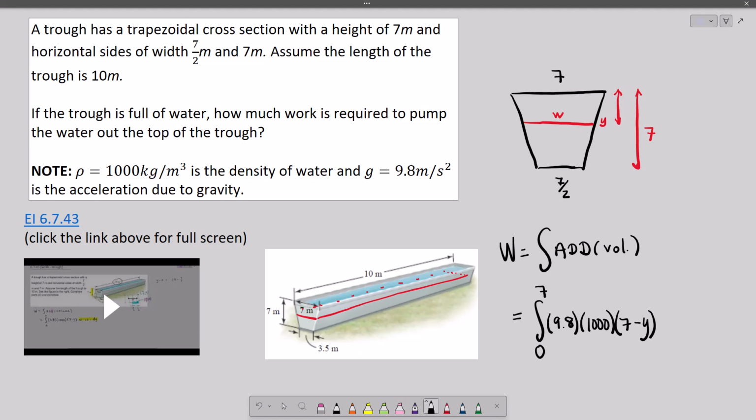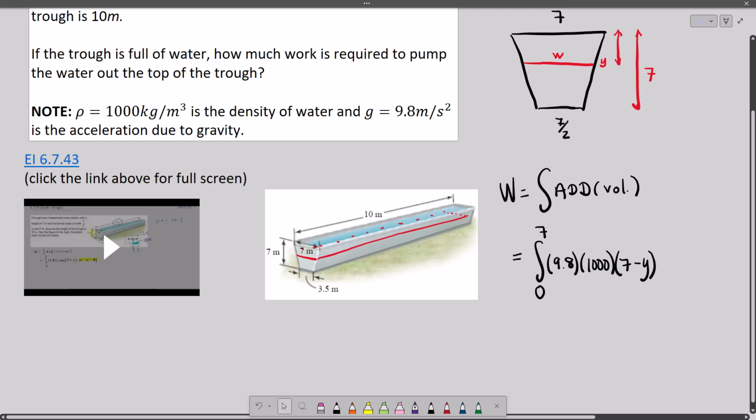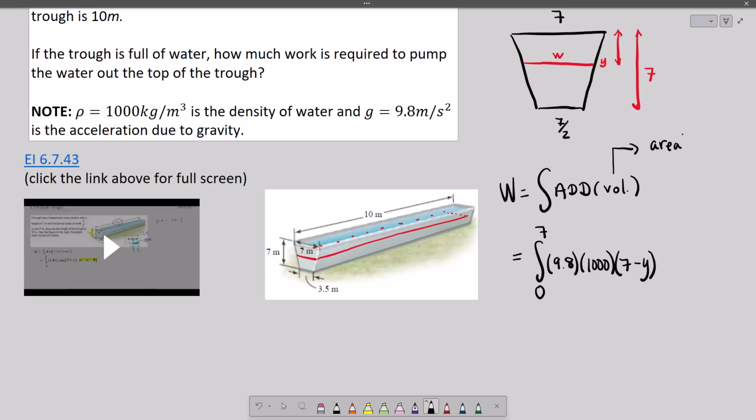The D part is usually the easier part. And just as a reminder, when we get into the force problems, if you were to look at the units on that, that's pressure. But we don't need to know that in this context. Now we have to find volume. Volume is area multiplied by dy. So it's the area of that red rectangle multiplied by dy.